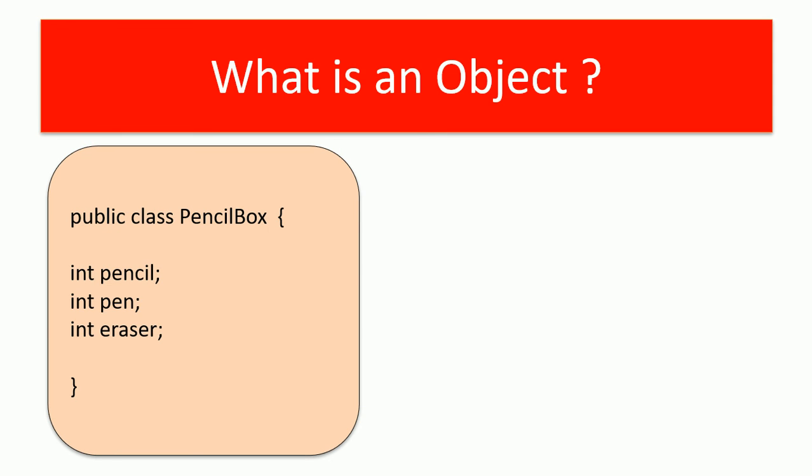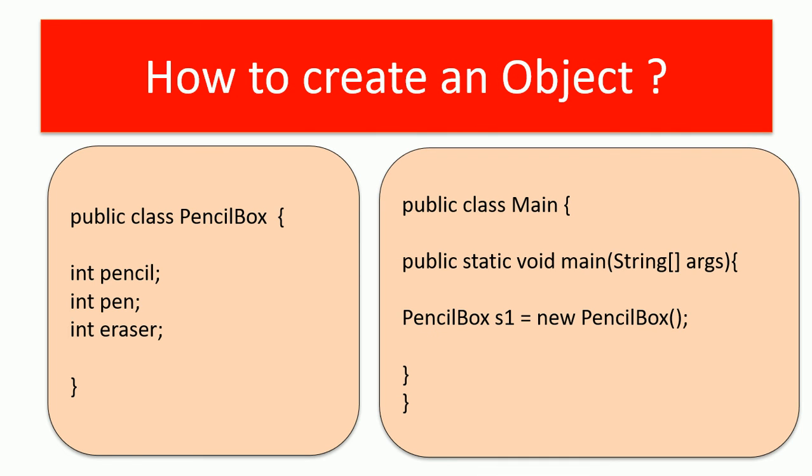So we have a class here. Based on this class as blueprint, I want an object to be created. As of now, you don't need to worry about this syntax and the main function syntax also. Just look at this line alone. This is the class PencilBox. We need to create an object for this class. We can create any number of objects for any class, and this class also.